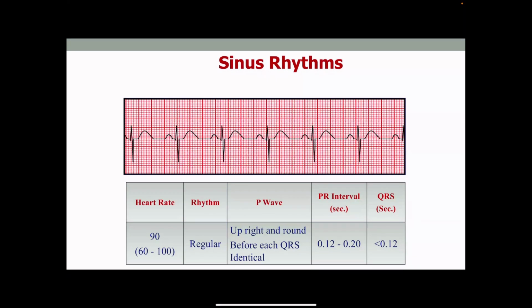We'll do as many as possible just to make sure you understand. Normal sinus rhythm. Exactly, normal. Everything is normal. We calculate the rate, it's normal. The rhythm is regular. P wave is there. PR interval is normal. QRS is normal. So it's a normal sinus rhythm.